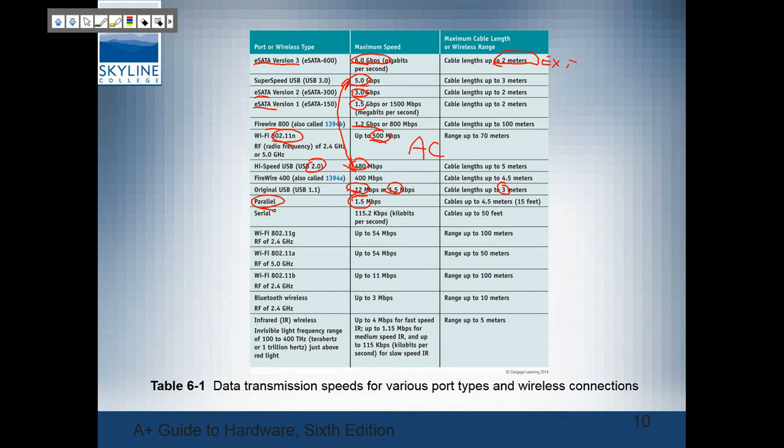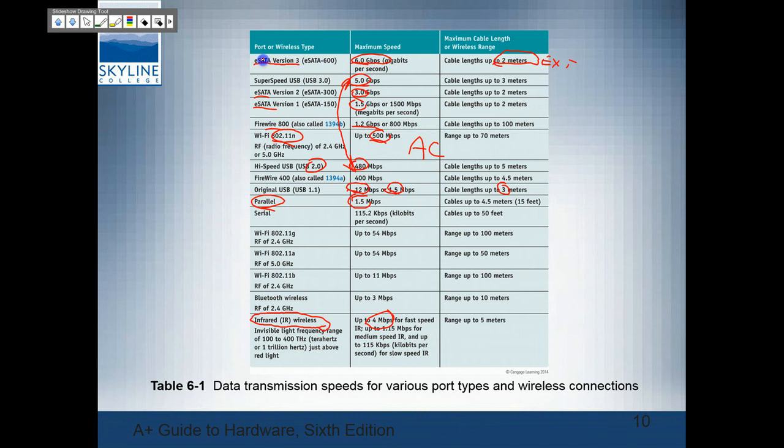We go down to the really slow, which we don't really use anymore, but it is a wireless system, and you need to know that it exists. Infrared is one of the wireless systems that we can use. And it had speeds all the way up to 4 meg. So lots of different systems. What are you going to use? What do you want to use?